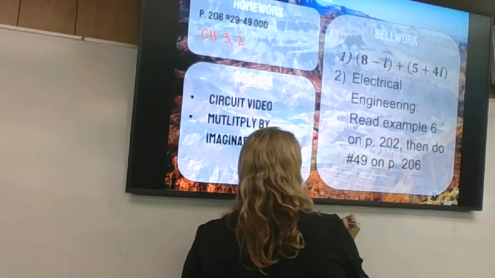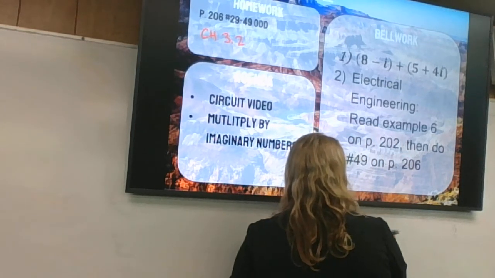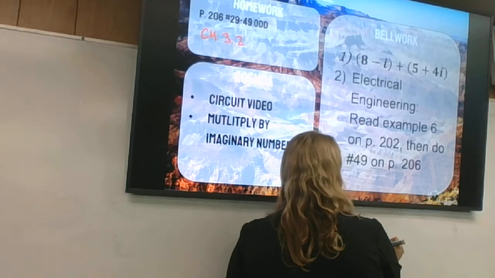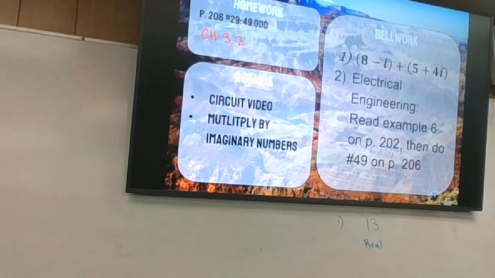Number one is just combining like terms, so 8 and 5 are 13. That's the real part of the complex number. 8 and 5 are just regular numbers. You can combine them.